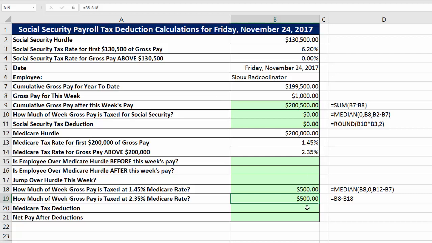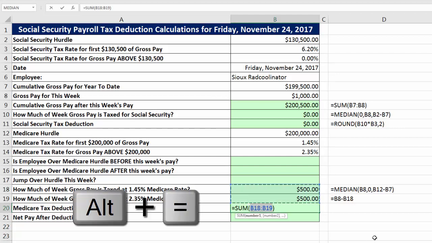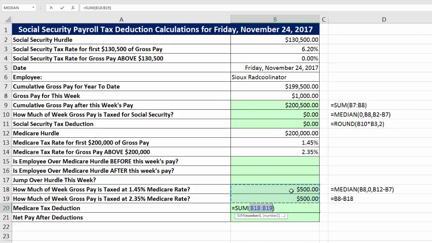Now, we could do that in individual steps, but because I'm going to add and then use that sum times the tax rate, I'm going to use the sum function. So Alt equals, it guesses totally wrong, but no problem. I'm going to click on the amount taxed at the lower tax rate times that rate, and then I'm going to type a comma, amount taxed over the hurdle times that tax rate. Now, we're not quite done, but that is the correct amount, 19 bucks. 500 times 1.45 plus 500 times 2.35.